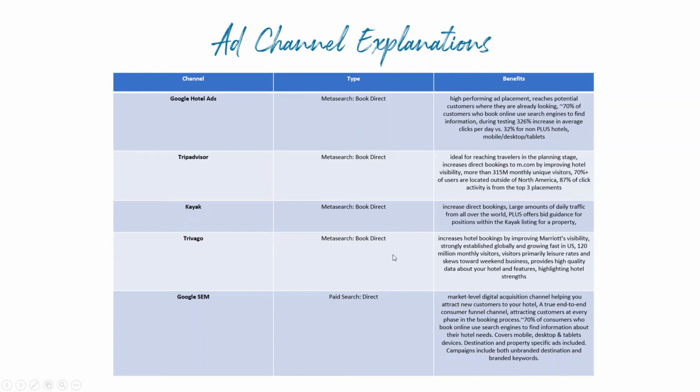Trivago is another book direct, so it increases hotel bookings by improving visibility. It's strongly established globally, but it's growing fast in the United States. They have 120 million monthly visitors.